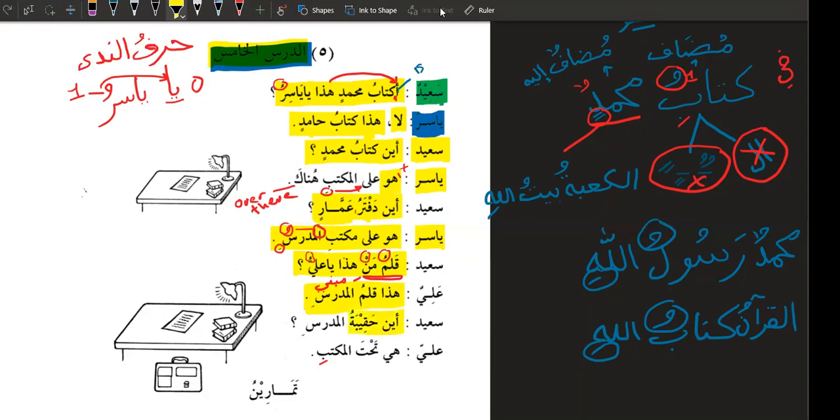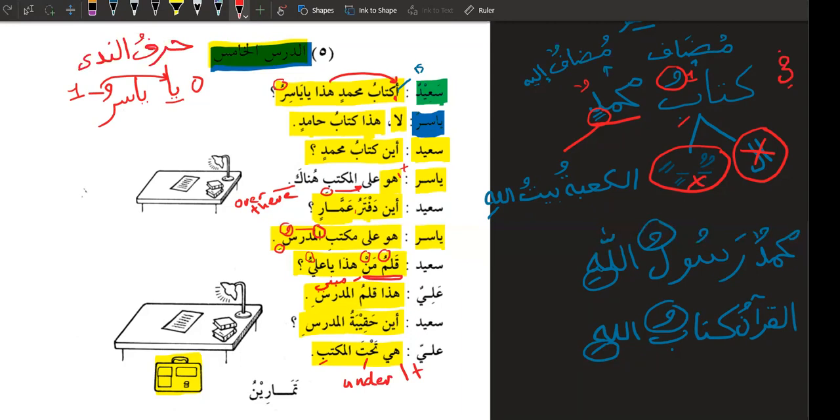سعيد أين حقيبة المدرس؟ Where is the teacher's bag? حقيبة is مضاف. المدرس مضاف إليه. Where's the teacher's bag? He says هي تحت المكتب. So هي here means it. تحت means under. Al-Maktabi. So now the question should pop into your head.